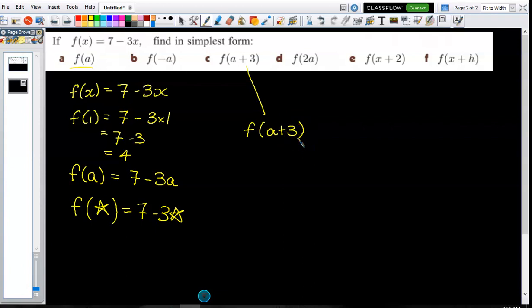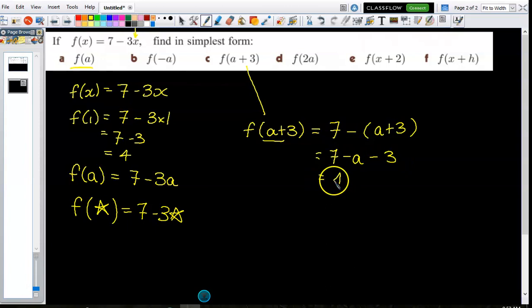Do you understand that this just means wherever x is here, replace it with that, a plus 3. Can we tidy up? Of course we can. 7 minus a minus 3, you're subtracting all of that. 7 take 3 is 4 minus a. If you looked in the back of the book and they had minus a plus 4, you wouldn't rewrite yours. You'd just go, they're the same thing.